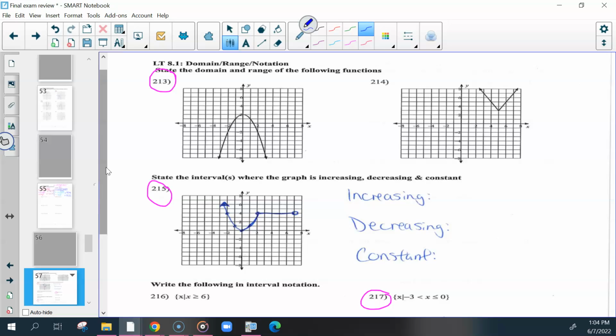So on to the next page. We are now in Unit 8. For 213, it's asking about domain and range. Remember that domain is your x values, looking at all of your x values, left to right. When you do that, you have to imagine that this keeps going off the graph, off the page, forever and ever in both directions, left and right. Because it keeps doing that, there isn't an exact starting or ending point. It just keeps going to negative and positive infinity. So that's what our domain is going to be, negative infinity to positive infinity.